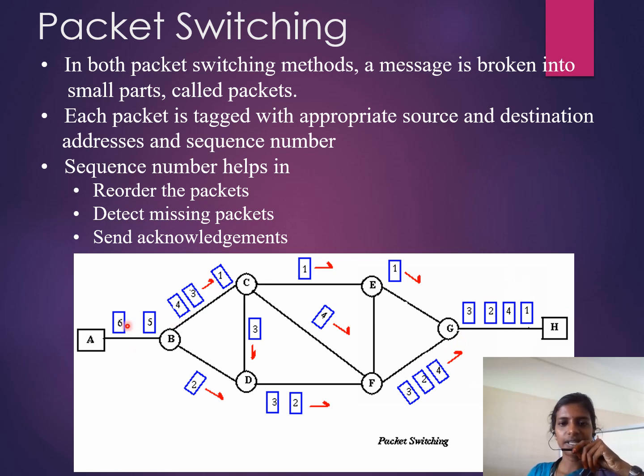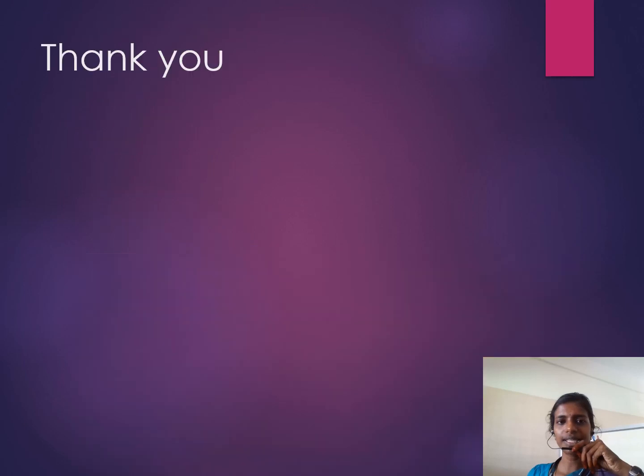Here you can see 2 and 3 are going through this way, 2, 3, 4 are going through this way, and one is going through this way. The pieces take different paths, but finally they need to be organized at the destination end. For that organizing, the sequence number helps in reordering the packets. It also helps to detect missing packets. Once they are ordered, we can find whether all the packets are received or not, and it will send the acknowledgement whether a particular packet is received or not. So this is packet switching, the third type of switching. Thank you all.